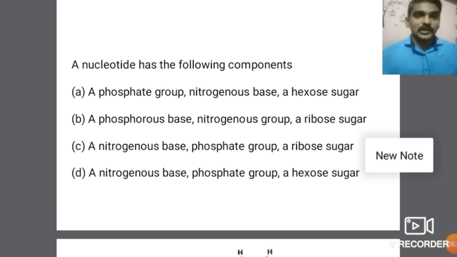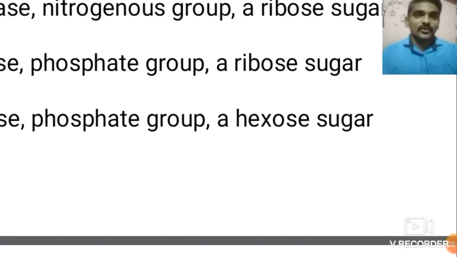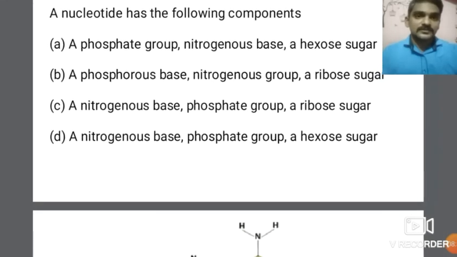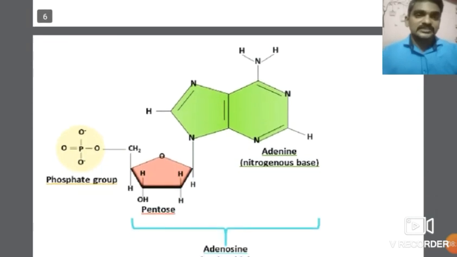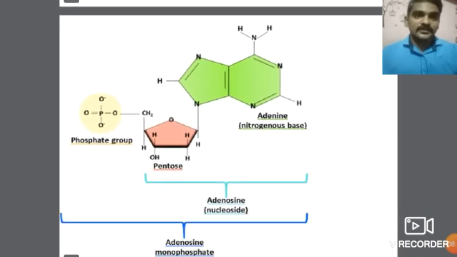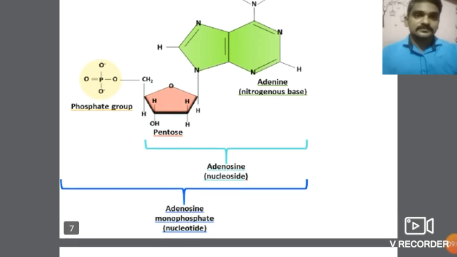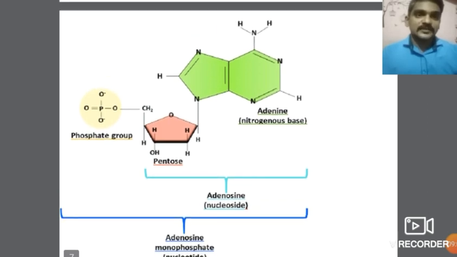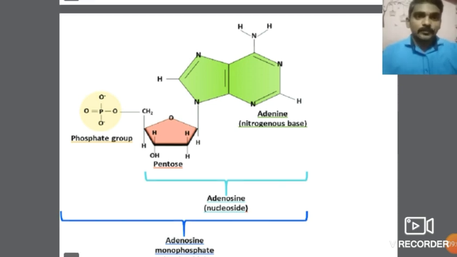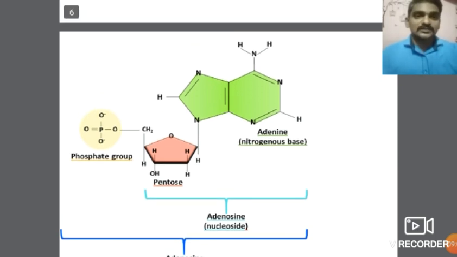All three together is called as what? Nucleotide. So for the next question, before that you can see the structure of the nucleotide here. You can see the adenine, that is a nitrogen base, plus that pentose sugar.